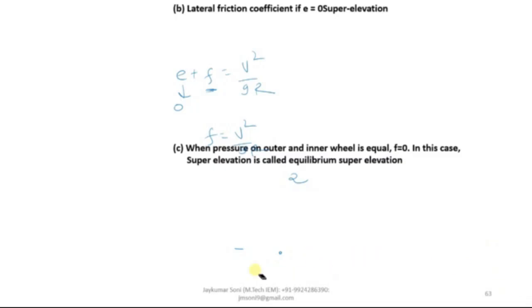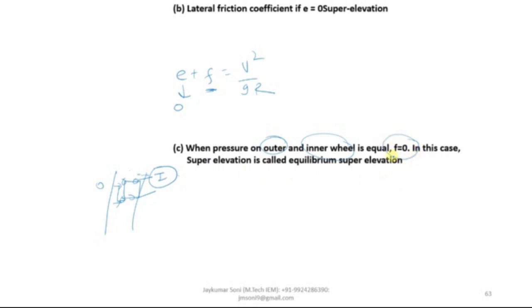Now what is this equilibrium super elevation? We have not discussed anything regarding this equilibrium super elevation. Now let me tell you what it is. Let us assume that this is a road and this is the vehicle with wheels on the particular road. Consider this as the outer wheels and this as the inner wheels. If the pressure on outer wheel and inner wheel are the same, then the value of F will be 0.